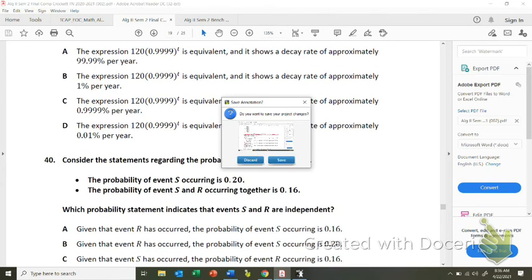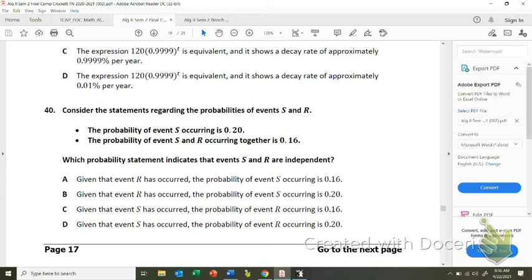All right, 40. Consider the statements of probabilities of events S and R. The probability of event S occurring is 0.2. The probability that S and R are occurring together is 0.6. Which one tells us that S and R are independent? Well, what does it mean to be independent? By itself. Out of those 2 bullet points, which one is telling us that something is independent? The first one, because it just has one event.